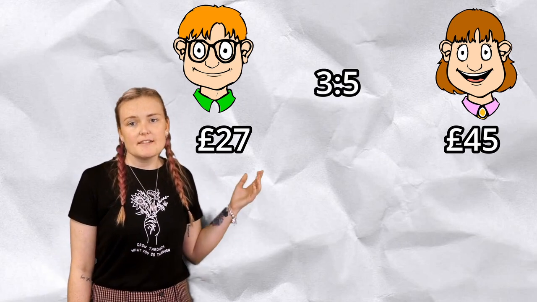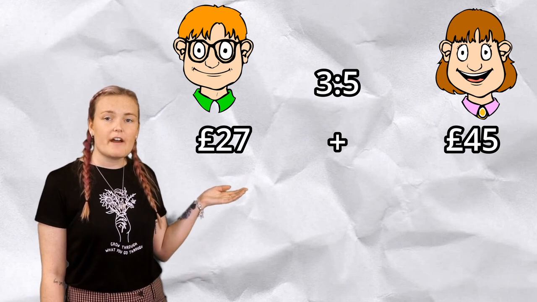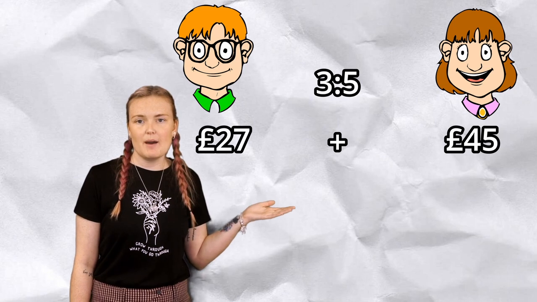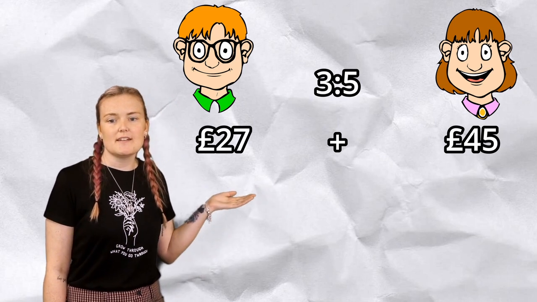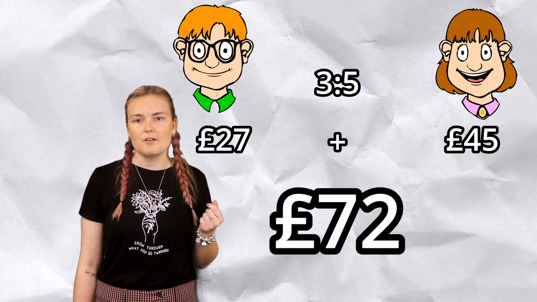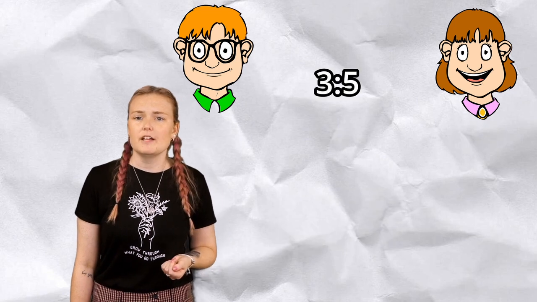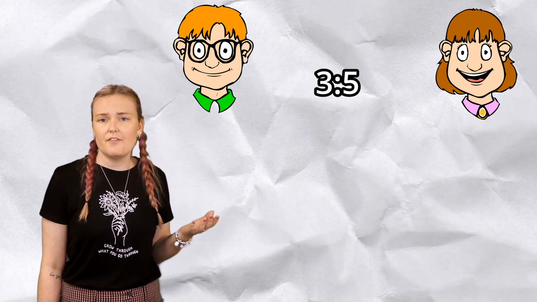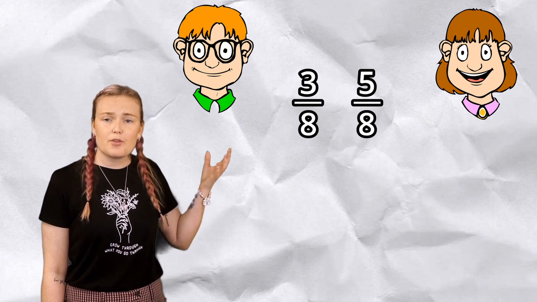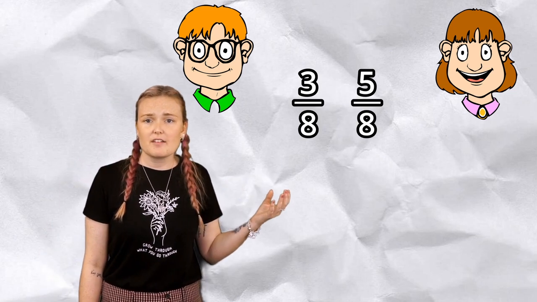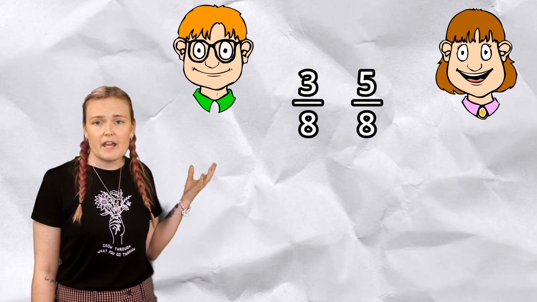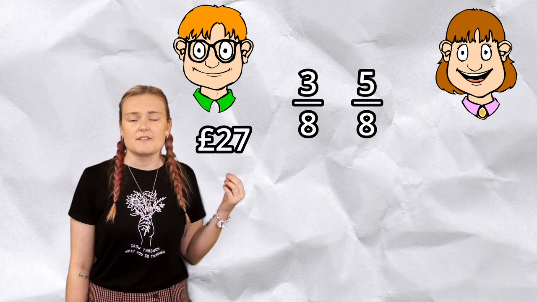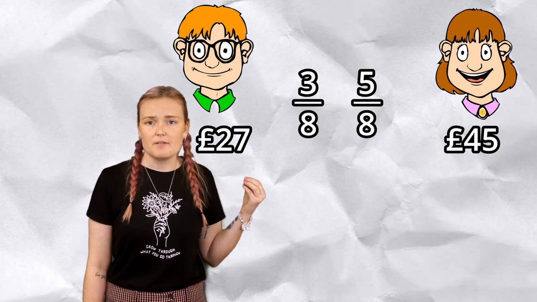Once you've done this, you can then check that your answer is correct by adding the 2 numbers together and making sure it adds up to the starting amount, which ours does. 27 and 45 make £72. Alternatively, you could think of these as fractions. Sharing in the ratio 3 to 5 would be like 3/8 and 5/8. So you could find 3/8 of 72, which is £27, and 5/8 of 72, which is £45, which gives us the same answer.